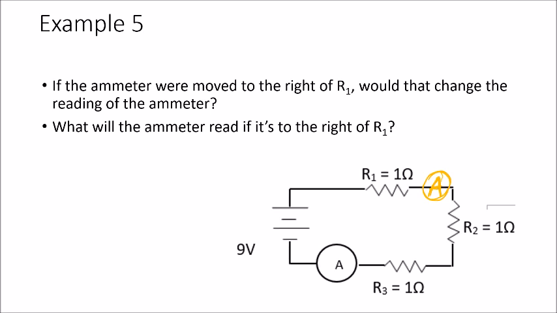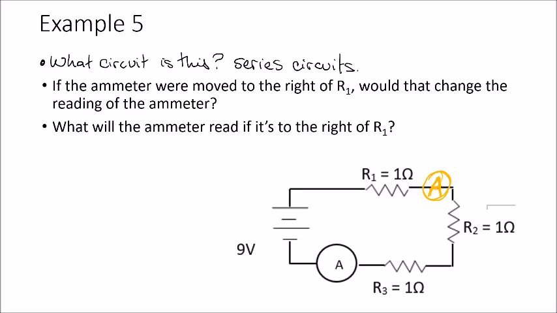Even though it didn't ask this question, it is important to ask yourself, what kind of circuit am I looking at? And for this circuit, we've gone back to series circuits. For question number 2, if the ammeter moved to the right of resistor number 1, would that change the reading of the ammeter?